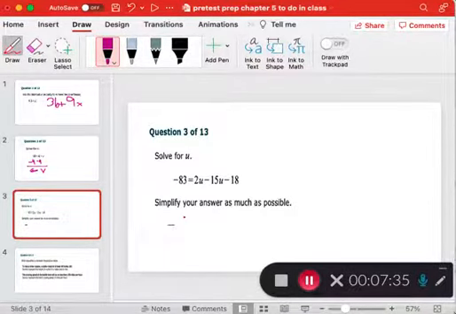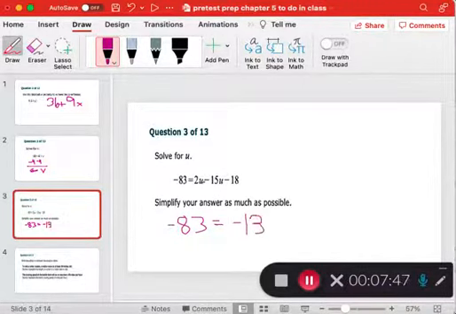So negative 83 equals... now what? Negative 13. All right, who can state the rule here? When we're adding opposite signs, we actually subtract the absolute values and take the sign of the big guy, right? So negative 13u minus 11. The negative is going to win the tug of war.